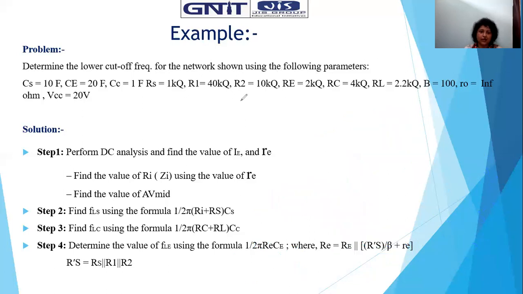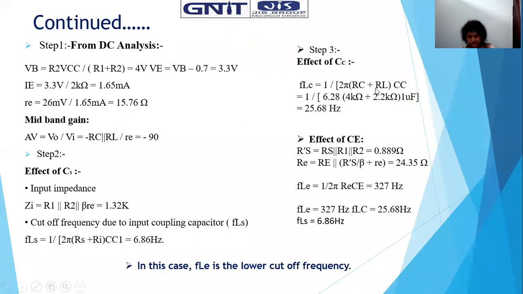Let's clear all those things. Okay, then what we get here, from the DC analysis we have to analyze re, small re, and then we have to calculate all the lower cutoff frequencies with respect to CS, with respect to CC, with respect to CE. Then among these, which one will be the highest one? That will be the cutoff frequency determined for this amplifier network. Then we clear all these things and move towards the next slide.